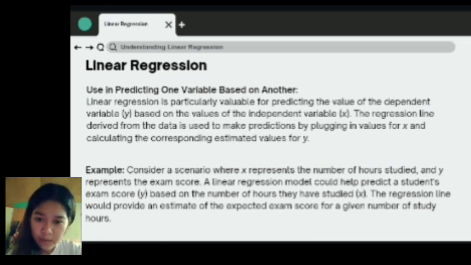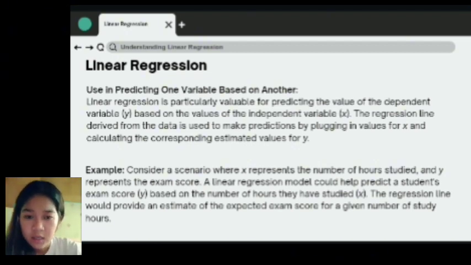So we have the example, as you can see on the screen. Consider a scenario where x represents the number of hours studied and y represents the exam score. A linear regression model could help predict a student's exam score y based on the number of hours they have studied x. So the regression line would provide an estimate of the expected exam score for a given number of study hours.